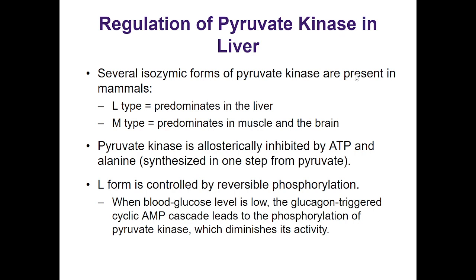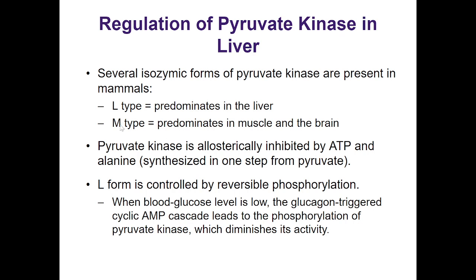Several isozymic forms of the pyruvate kinase are going to be present in mammals. We'll have the L type. This is predominantly in the liver. I know the naming here is wonderful, isn't it? You could tell that the chemists have had an influence on those biochemists, because otherwise it would have been like somebody's name type, right? But no, liver, L type.